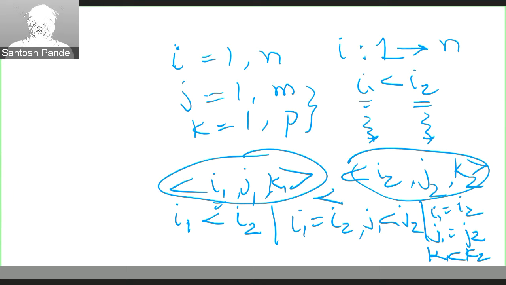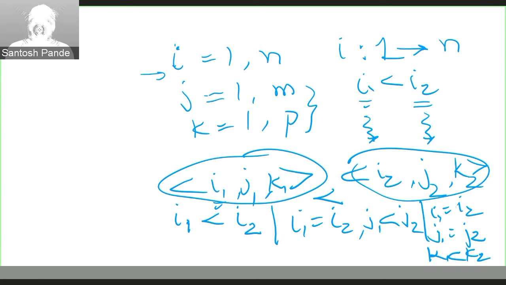And so regardless of j and k vector values, maybe this j1 is greater than j2 and k1 is greater than k2, it doesn't matter because the outer loop decides the execution order, and I1 is less than I2. We are going to get this particular iteration vector ordering like this. So this is one way: I1, J1, K1 is less than I2, J2, K2.